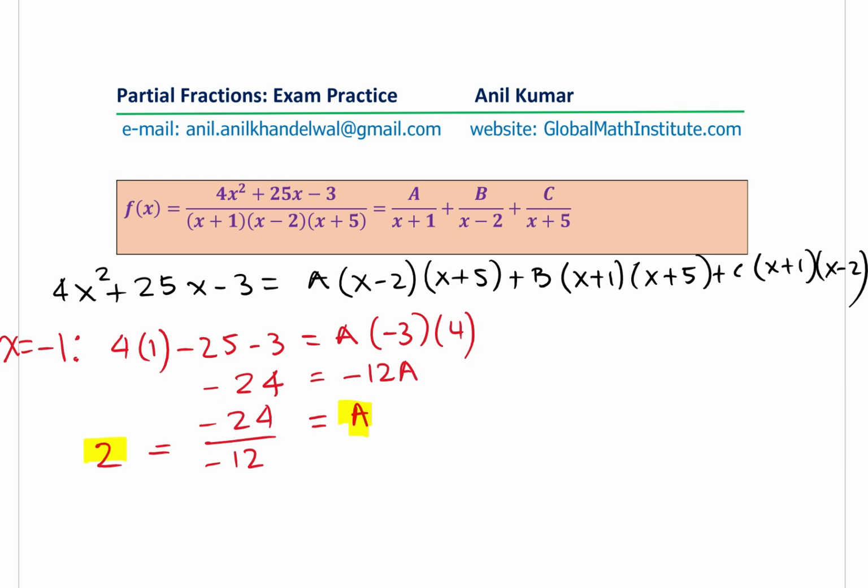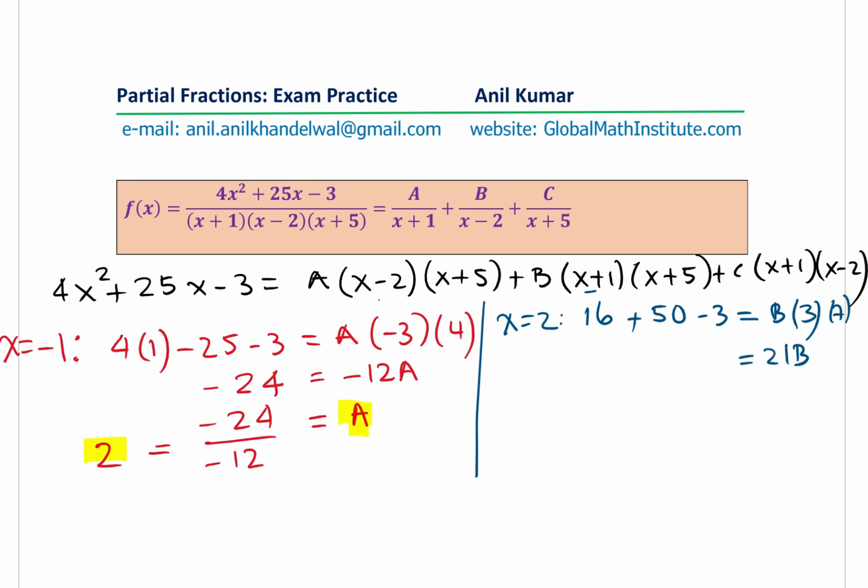And now to get the value of b, these two factors can be 0 by substituting x equals 2. So let's substitute x equals 2 now. If I have x equals 2, what do we have on the left side? Left side will be 4, 2 squared is 4, so we get 16, right? 4 times 4. 2 times 25 is 50, and minus 3 equals. Substituting 2, those values will be 0, right? So b times 2 plus 1 is 3, and 2 plus 5 is 7. So that is 21b.